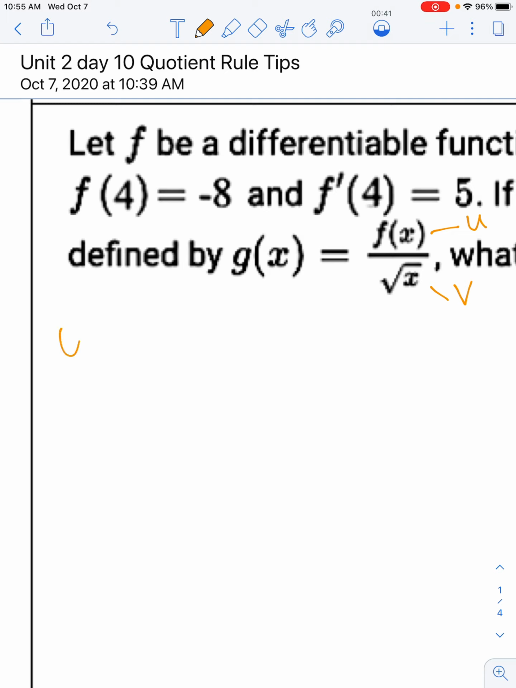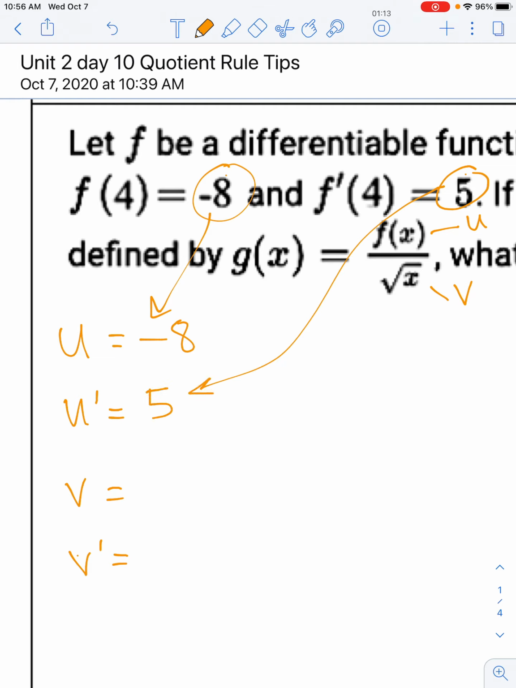So what Jace does is he comes along the side here and he gets a space set up for u and u prime and v prime, and then he dumps everything in here and uses this as an organizer. So for instance, u, we know u is the top, and the top evaluated at 4 is -8, so we'll put that in there. And then the derivative, u prime, is 5, so we'll put that there.